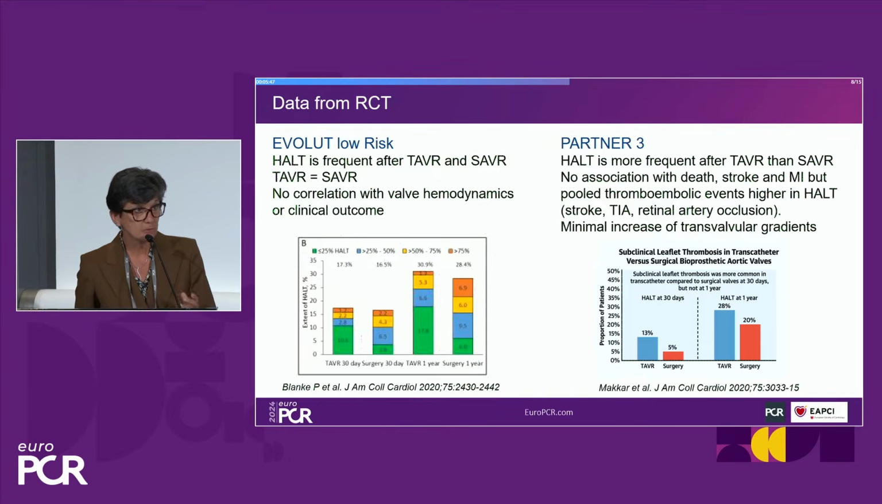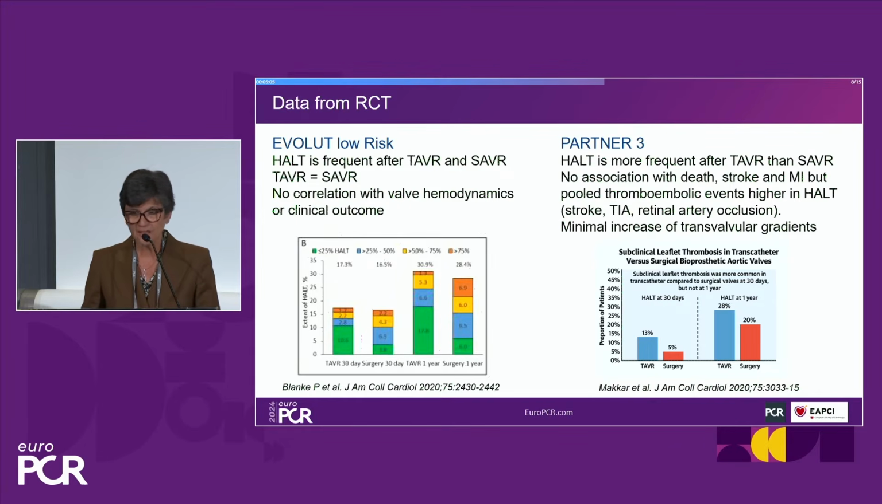So this is the reason why it's so important to look at the randomized studies, which are probably more reliable because they have a more robust methodology, especially in the definition of HALT and the presence of a core lab to analyze the CT scan. You see on the left the data of the CT sub-study coming from the Evolut Low Risk, showing that HALT is equally frequent after TAVR and SAVR, and the authors did not show correlations with valve hemodynamics and no clinical outcomes. But the follow-up is limited to 1 year.